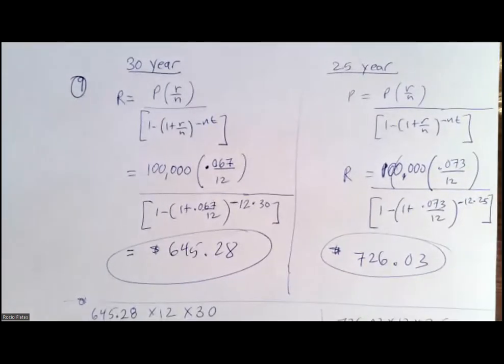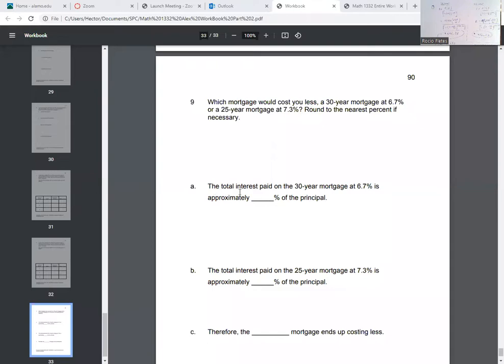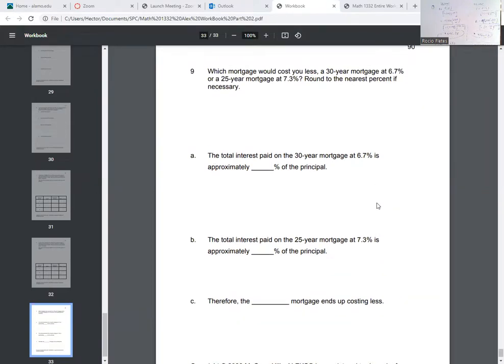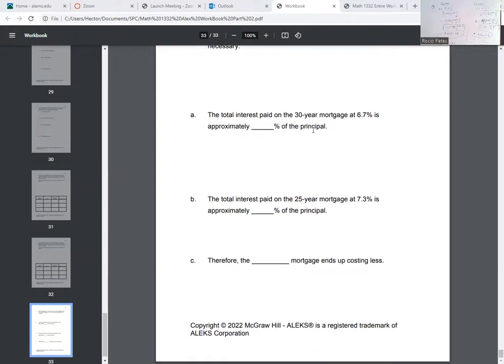Okay, so let me take you back to the question so you see what the question is. The total interest paid on the 30-year mortgage at 6.7% is approximately what percent of the principal? So you need to set up an equation that mimics that same statement. So it's saying that the total interest, so that's 132,300.8 is what percent, so I'm going to set up the equation of the total.